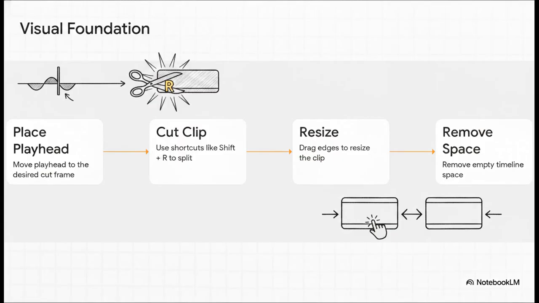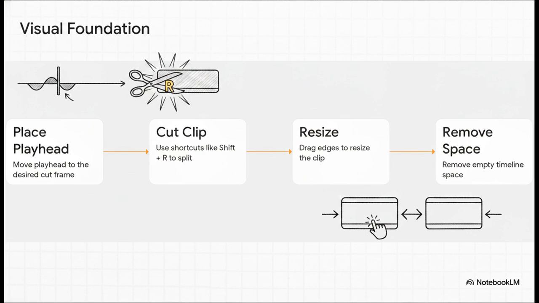All right, so here is where the magic happens, mastering the rapid mechanics of cutting. You start by just dragging your playhead, that vertical line sweeping across your timeline, to the exact frame you want to slice. Then, you cut. If you're using Kdenlive, for example, hitting Shift+R instantly splits the clip. You can also resize clips just by grabbing and dragging the edges.